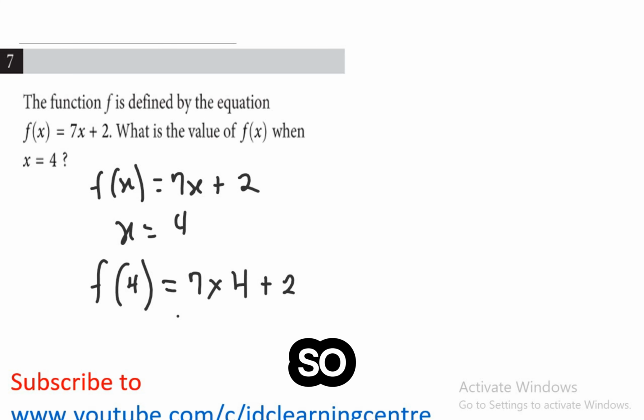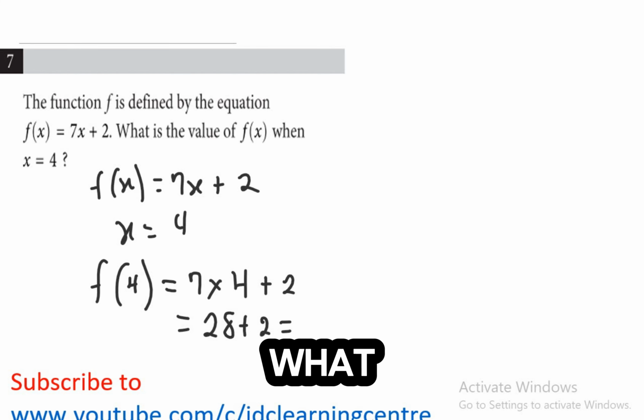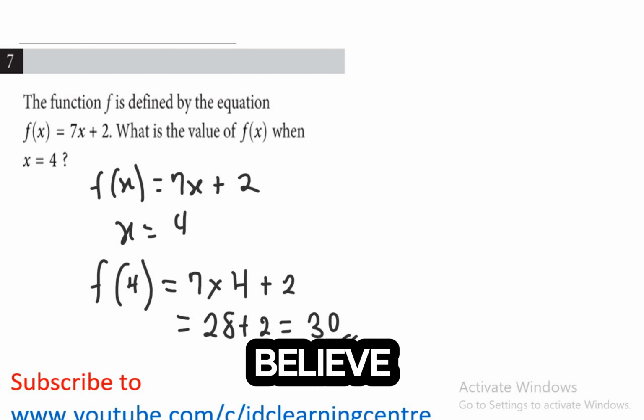our 2. So 7 times 4, what do we have? 28. Then when you add 2, 28 plus 2 will give us what? Will give us 30. So our answer is 30. I believe that is very clear, right? Good. So we move on to the next question quickly.